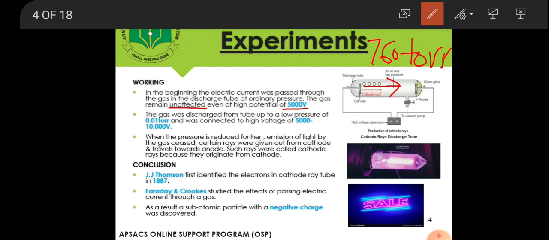It was seen that the gas inside the discharge tube remained unaffected. There was no effect. When the pressure was reduced to 4 torr with the help of the vacuum pump, it was observed that a glow was seen in the discharge tube. When the pressure was further reduced to 0.01 torr and a high voltage of 5000 to 10,000 volt was applied across the electrodes, the original glow disappeared and light was produced in the discharge tube, as we can see from this picture.